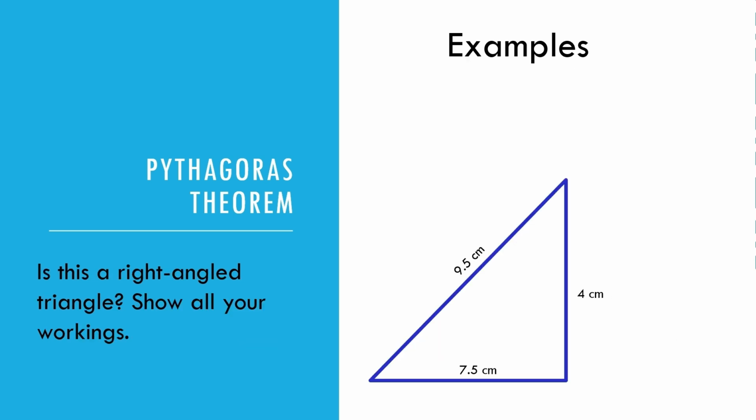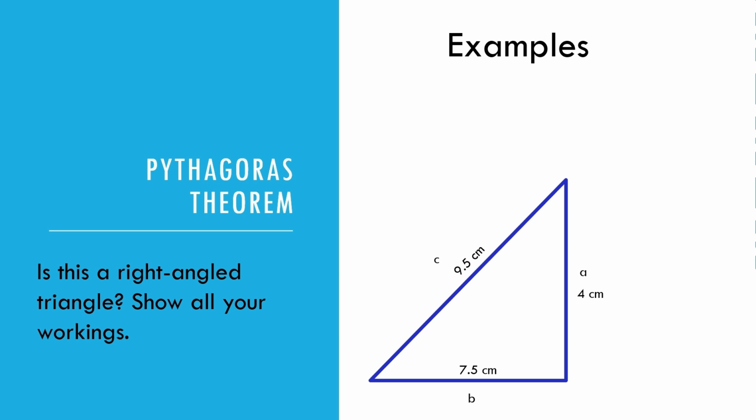Question 3. Is this a right-angled triangle? Show all your workings. Let's identify the hypotenuse and the other two sides. We can prove that this is a right-angled triangle by applying the Pythagoras theorem. The hypotenuse is 9.5 centimeters. The other two sides are 4 centimeters and 7.5 centimeters. The sum of the square of the other two sides must be the same as the square of the hypotenuse.